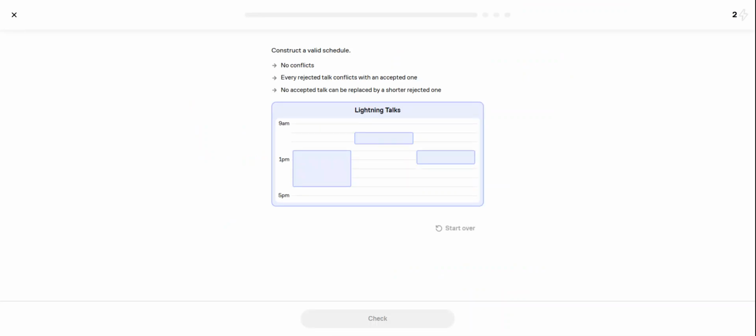Alright, there we go. First exercise. We need to construct a valid schedule with the following descriptions given. No conflicts, every rejected talk conflicts with an accepted one, and no accepted talk can be replaced by a shorter rejected one. So which one or two must be satisfied with this? Rejected, accepted, no conflict, accepted talk can be replaced by a rejected one. I think these two. Replaced by a shorter rejected one, so shorter one must apply. So I think that's it. Let's check.